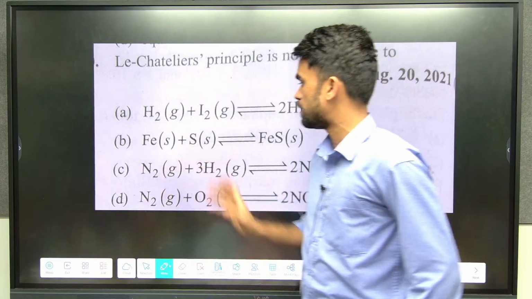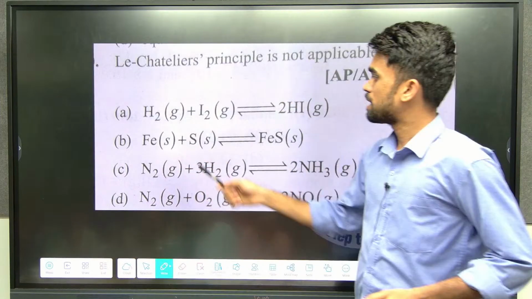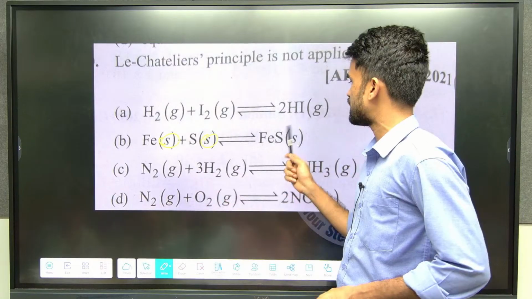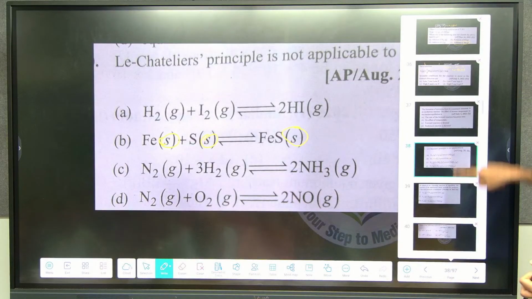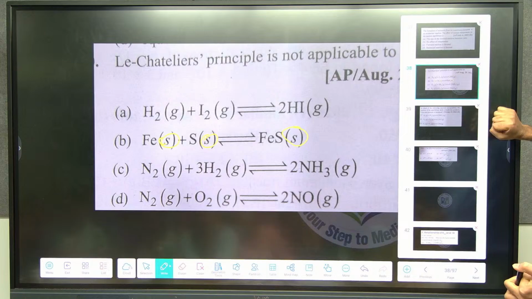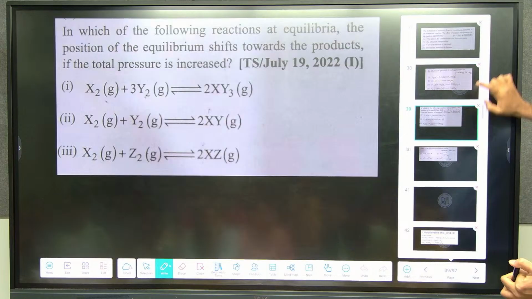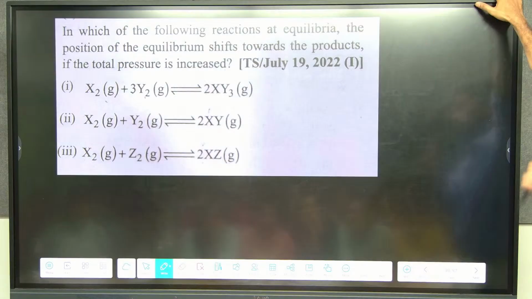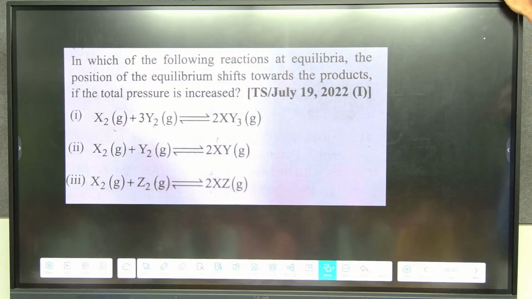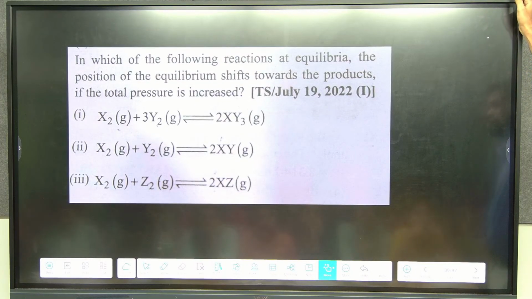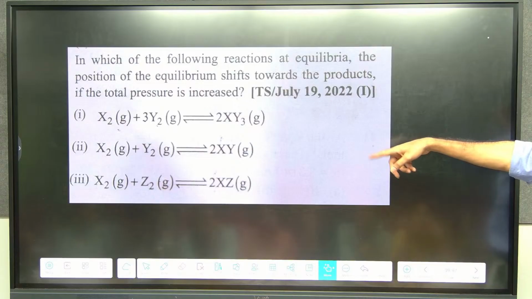See, it should be B only. Why? Because all of them are solids. It should not be any effect on solids here. Next is a simple one. Answer me this. Only A. Why A? Here it is 0, 0.